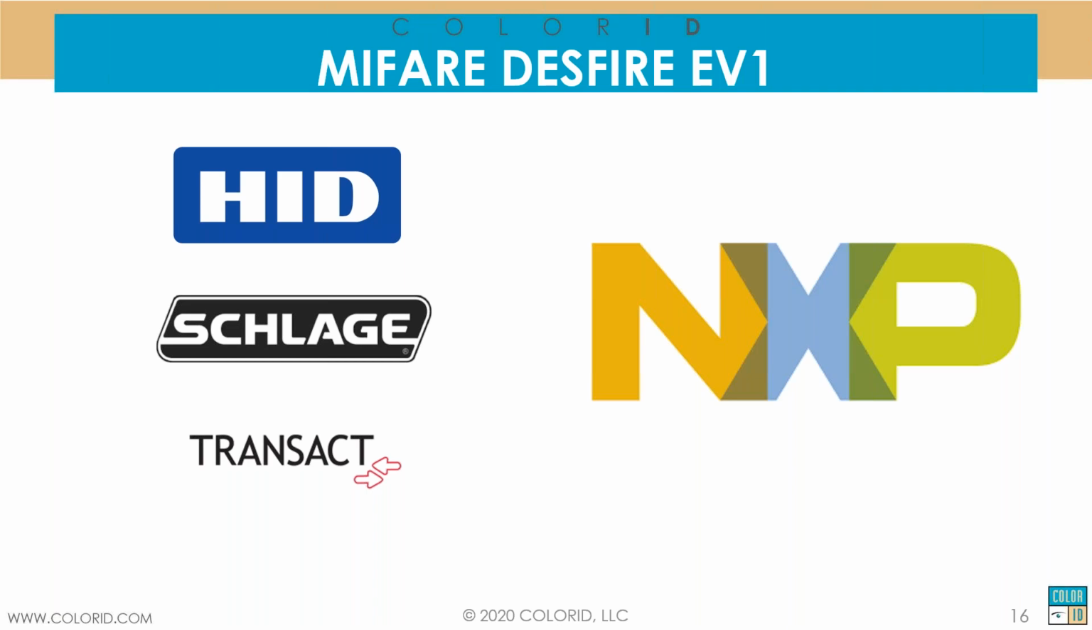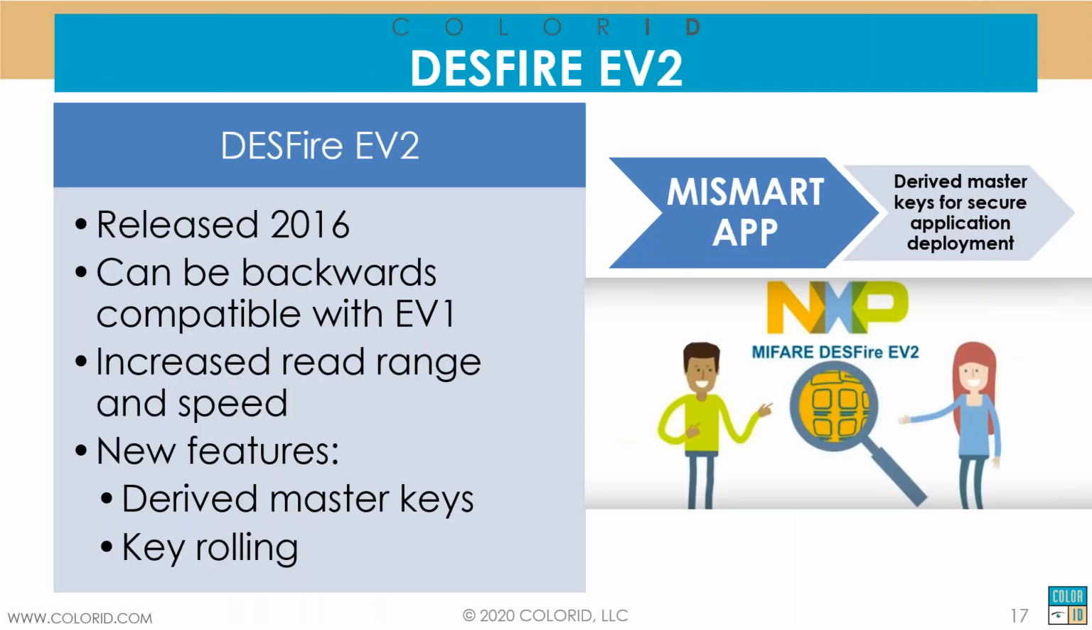So MIFARE DESFIRE EV1, this card that was introduced in 2013, 14 or so, has really gotten popular. HID makes MIFARE DESFIRE EV1 cards. Schlage, Allegion makes MIFARE DESFIRE EV1 cards for use with their readers and locks, and it has become the mainstay of the Transact, formerly Blackboard, access control system and payment system also. NXP making that chip, and it's being used by all those companies.